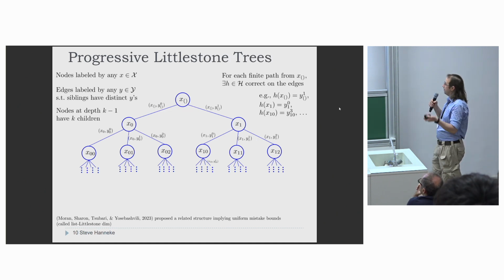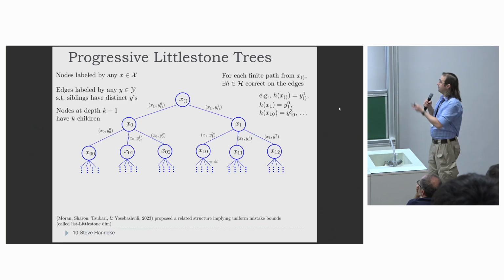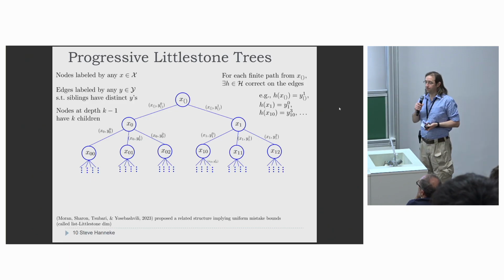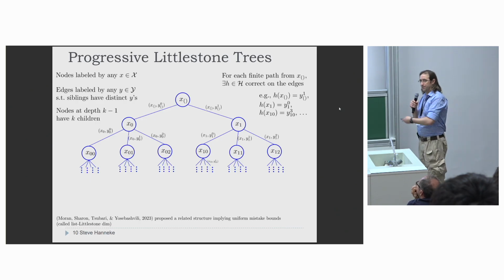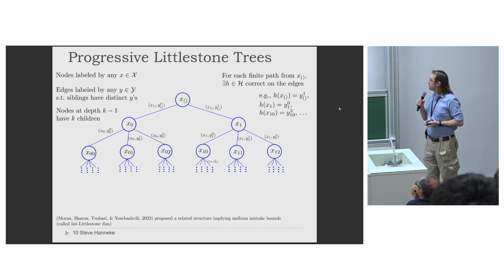And again, a class has an infinite progressive Littlestone tree if there's an infinite perfect tree of this type, such that for every finite depth path from the root, there's a concept in the class that's correct on all of the examples on all the edges along that path.